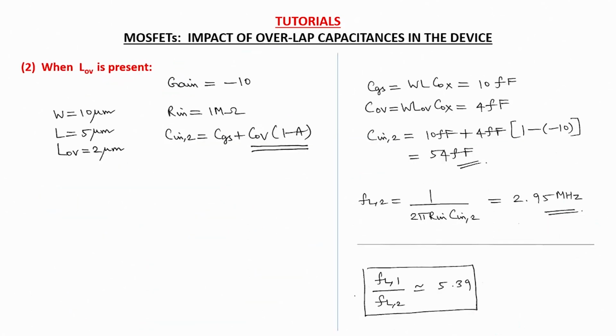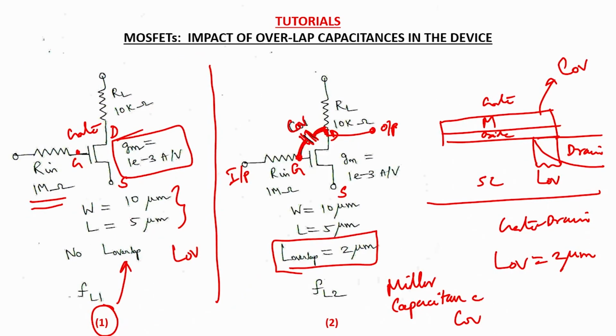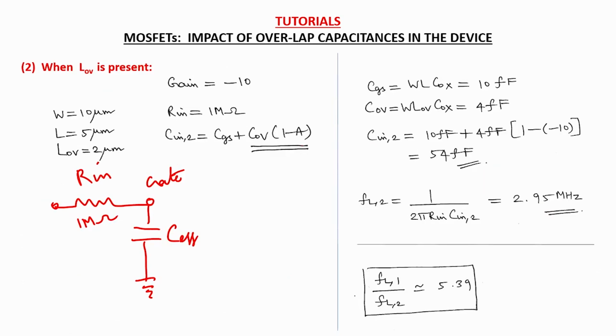And now let's move on to analyze the case where LOV of 2 microns is present in the device. So again we draw the equivalent RC network at the input, which is the gate terminal here, R in, and it's 1 mega ohms. And here again we calculate what is C effective. But here you see that it is not just CGS, but in addition you have this C overlap coming directly between the gate and drain terminals, which is a Miller component. And for a Miller component, you know that it can be replaced at the input effectively by a capacitance like this.